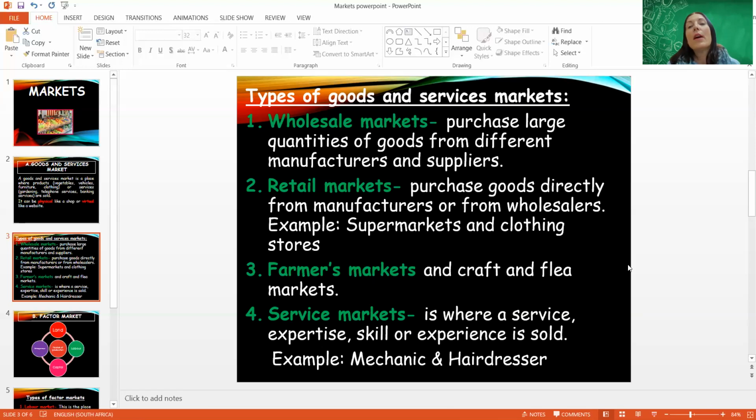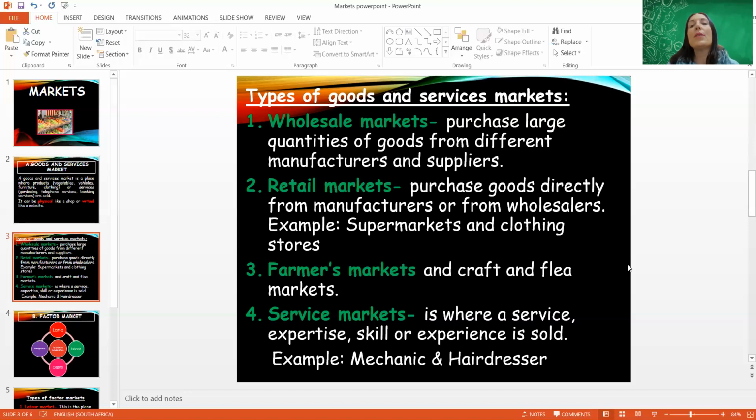Then we also have craft and flea markets, something that we at the moment dearly miss, and those are the markets that we have over weekends where people come and bring their different kinds of wares. They have crafts that they do at home, and then they sell those works of art, and all these people are highly creative, coming up with new products, new inventions. All those types of products are sold at craft and flea markets.